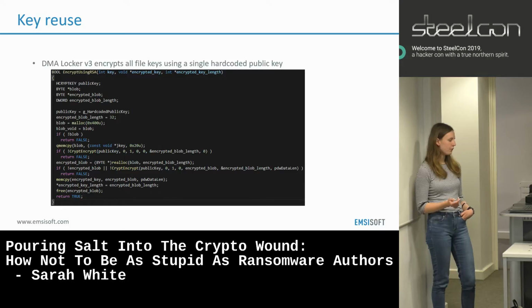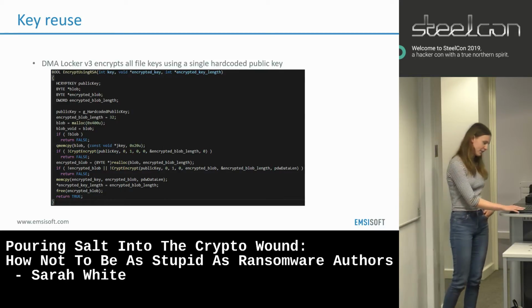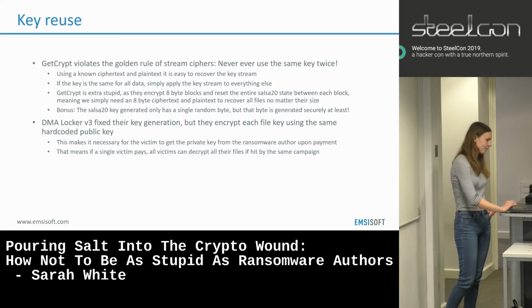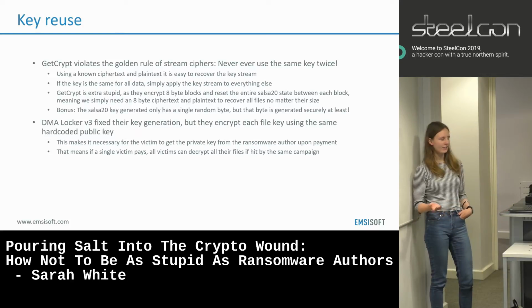So this means that for a victim to be able to decrypt their files, they do have to pay the ransomware author to get their private key. However, this private key will not match just the one victim system. They will match every single victim that was hit by the same campaign. So instead of every single victim needing to pay, only one victim needed to pay. Guess they didn't think that was going to happen. So the bottom line here is always be careful about key reuse when dealing with asymmetric encryption or stream ciphers.